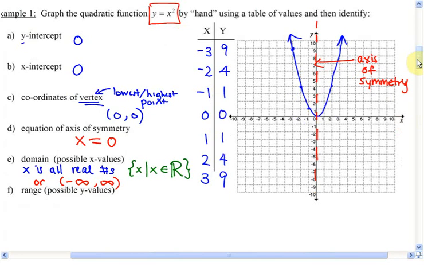How about the last one, range? What are the possible y values now? What are the possible y values of this graph? It's all this stuff up here, right? What would that be? 0 or? Going which way? Less or more? 0 or more. You're looking at all the values that are 0 or more up here. Those are the possible y values.